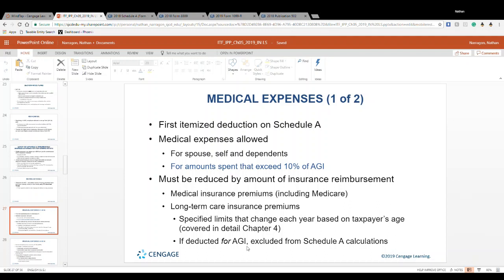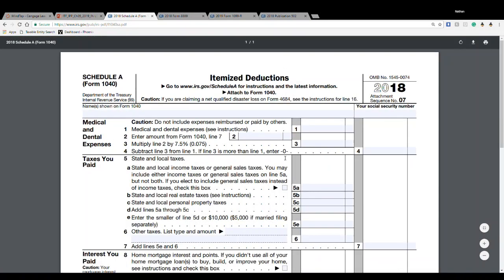Okay, and this may actually reduce the amount of insurance reimbursement. Okay, so that means you get less of that reimbursement for whatever insurance you paid in, and that's mostly dealing with ACA. Okay, but we can put medical insurance premiums, long-term care insurance premiums. Again, there are specific limitations, and deductions for AGI are excluded from Schedule A calculations, but we do have a limit right here on medical. Okay, so gotta watch out for that.